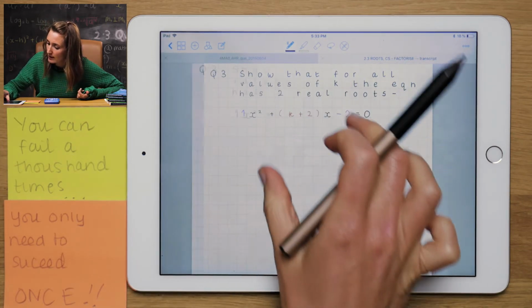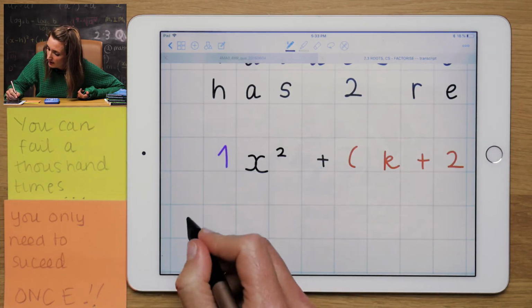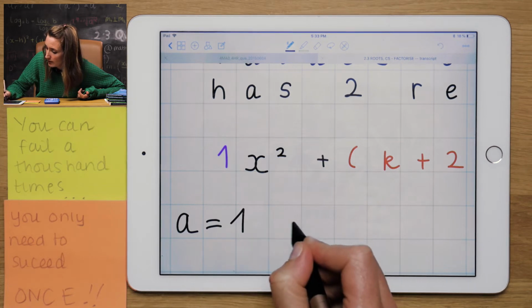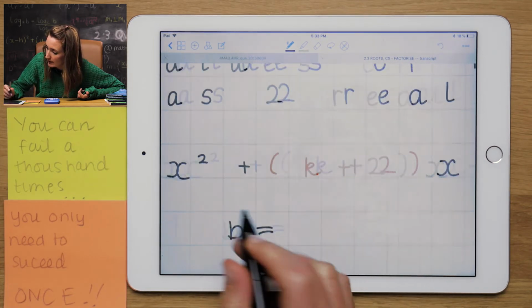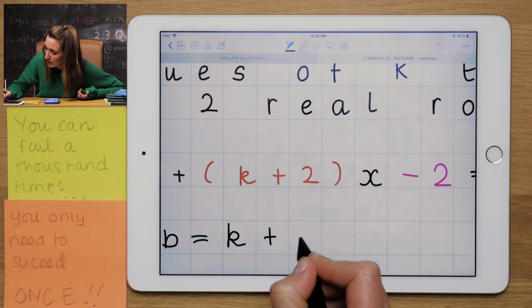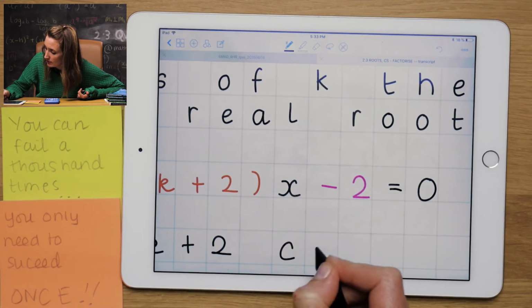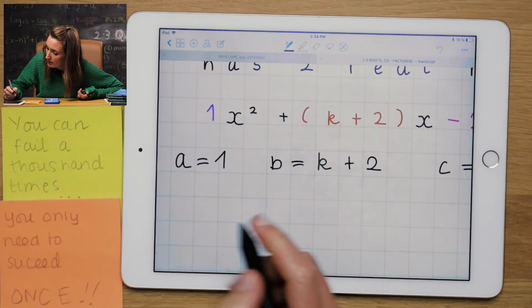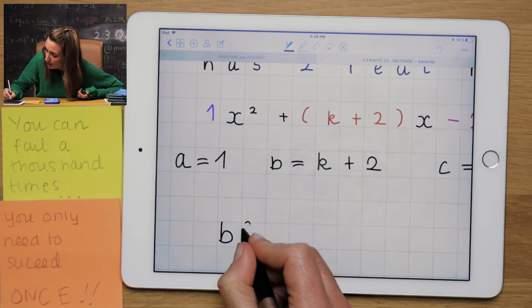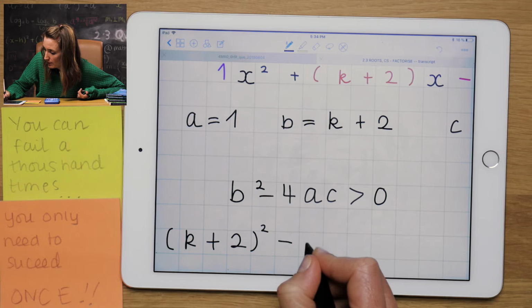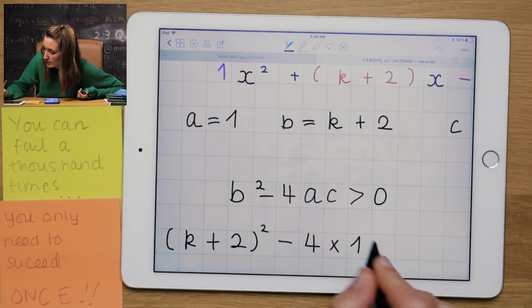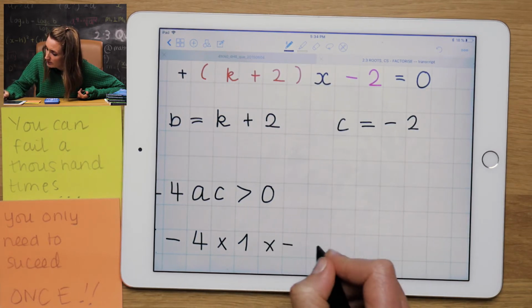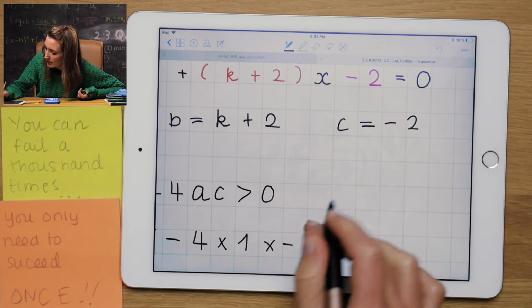Let's have a look at another one of these. Here we're going to have a is equal to 1, b is equal to k plus 2, and c is equal to minus 2. So always start by writing your formula. b squared minus 4 times a times c, bigger than 0.